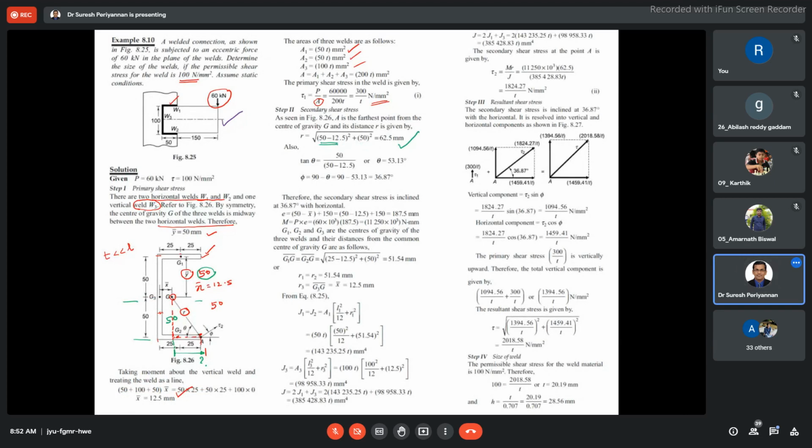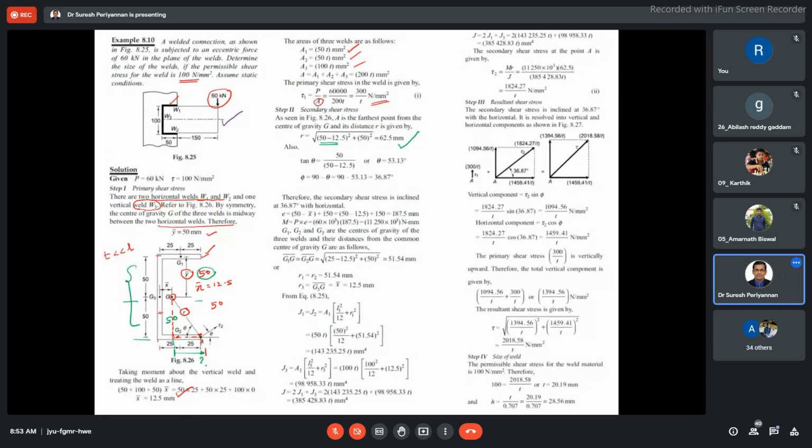Now here two welds are presented, and it is an unsymmetrical weld. Weld 1 and weld 2 are symmetrical, but weld 3 is a different length, right? Hence we have to find out the tan theta. Because of that, x bar and y bar have different values, and the vertical distance between the welds is also different. Suppose the vertical distance between the two welds is 50 mm instead of 100 mm. This is now 100 mm. Instead of 100, if it were 50, then it would be symmetrical. Then x bar and y bar we can easily find out, like the earlier sums.